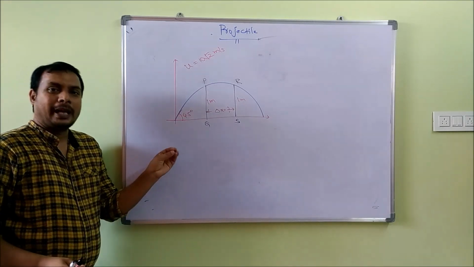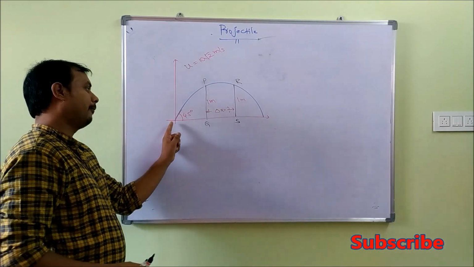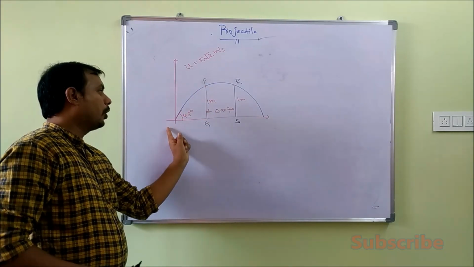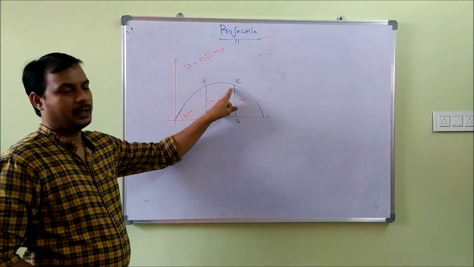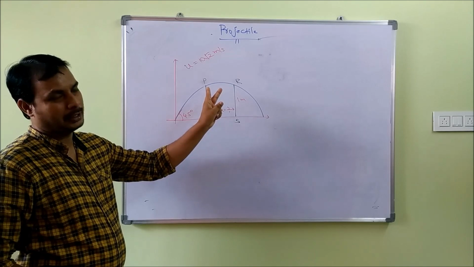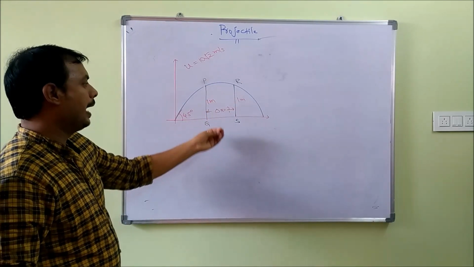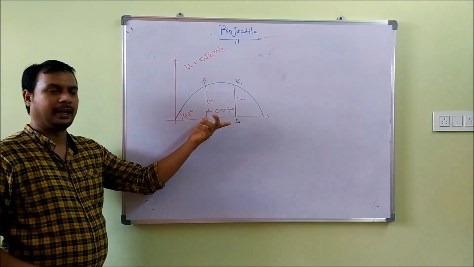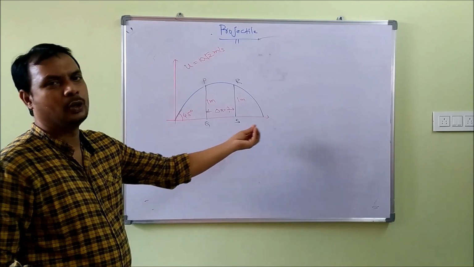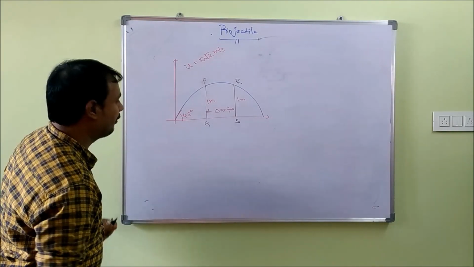For this, I have to calculate how much time is taken by this projectile to travel from origin to P, that is T1, and origin to R, that is T2. Take the time difference, T2 minus T1. Then we can apply the range, that is delta x equals horizontal velocity into time difference. I'm calculating the T1 value.